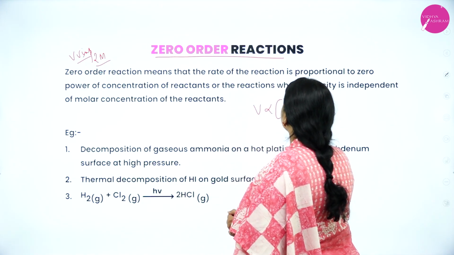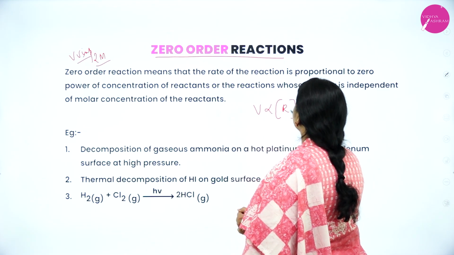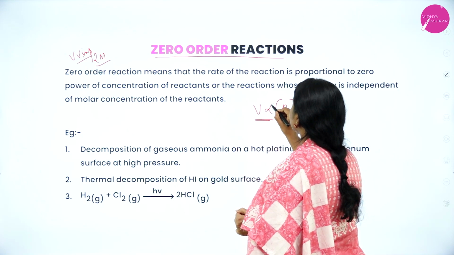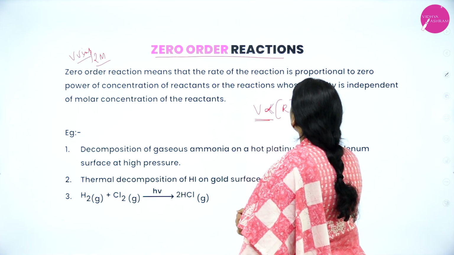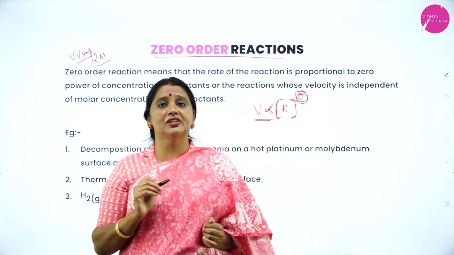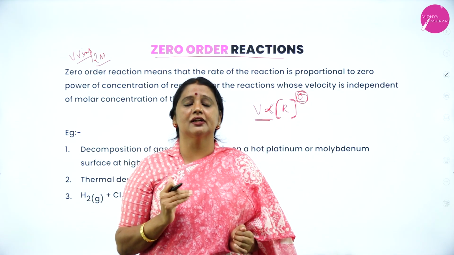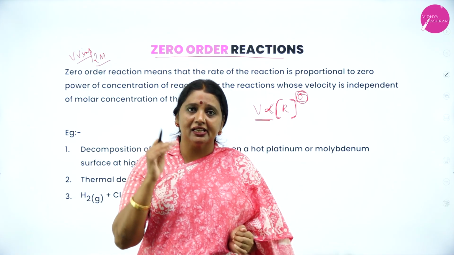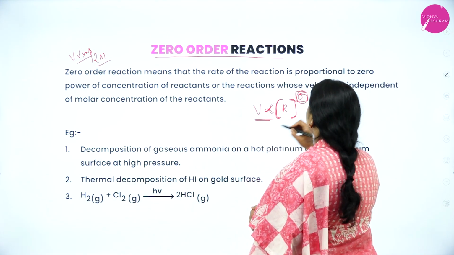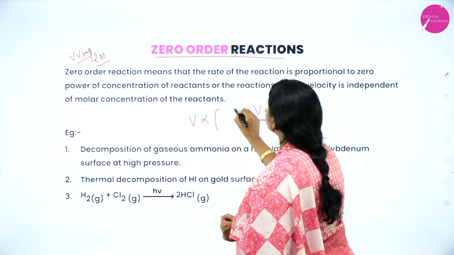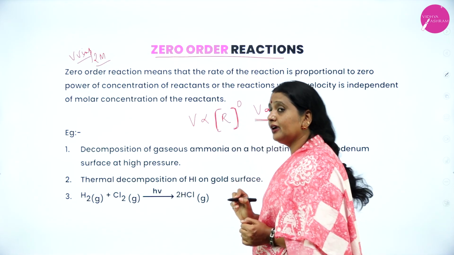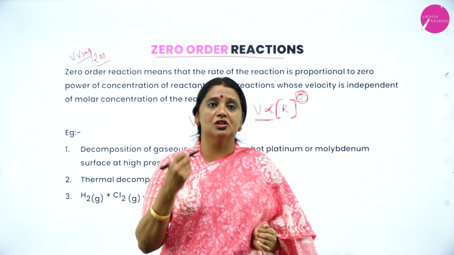So, what are zero order reactions? Zero order means the power of the molar concentration of the reactant will become what? Zero. Therefore, the velocity of a chemical reaction is directly proportional to zero power of the molar concentration of the reactant. What are zero order reactions? These are chemical reactions in which velocity is directly proportional to zero power of the molar concentration of the reactant.